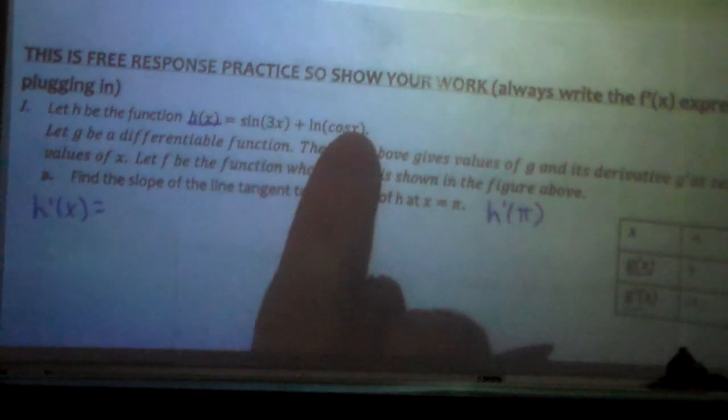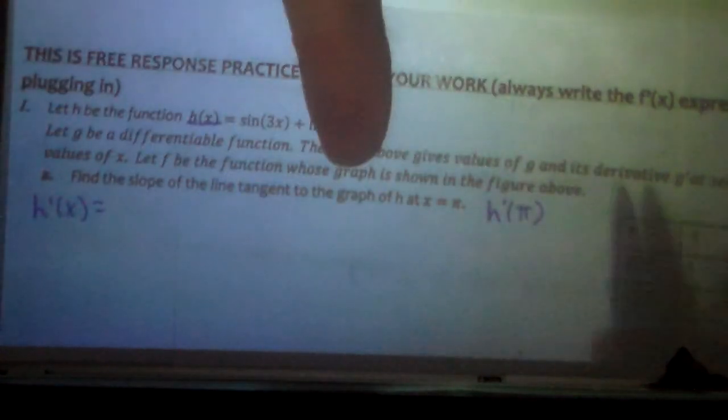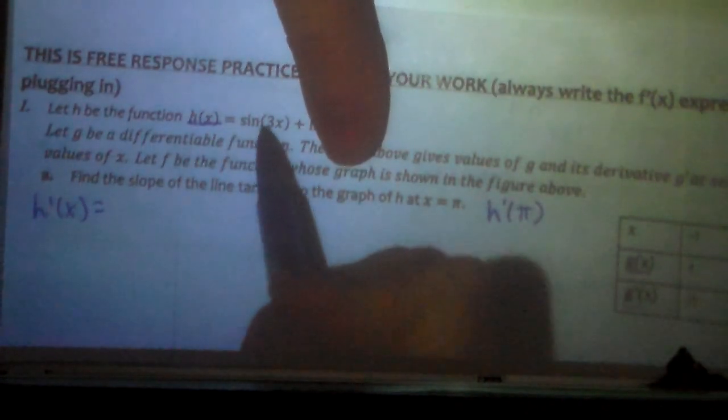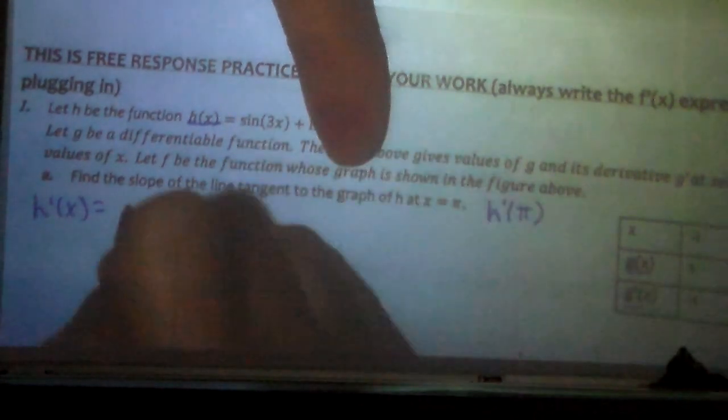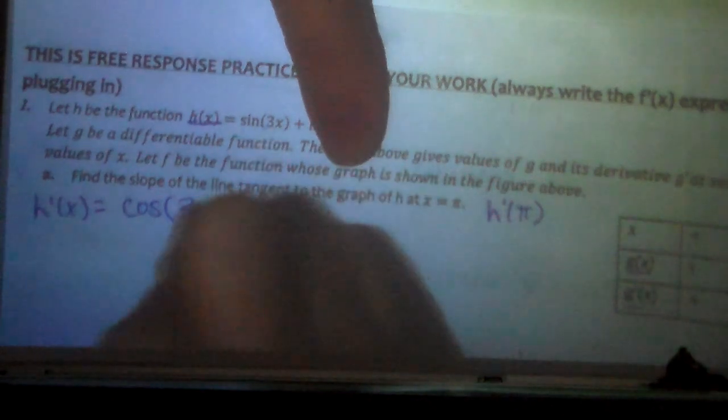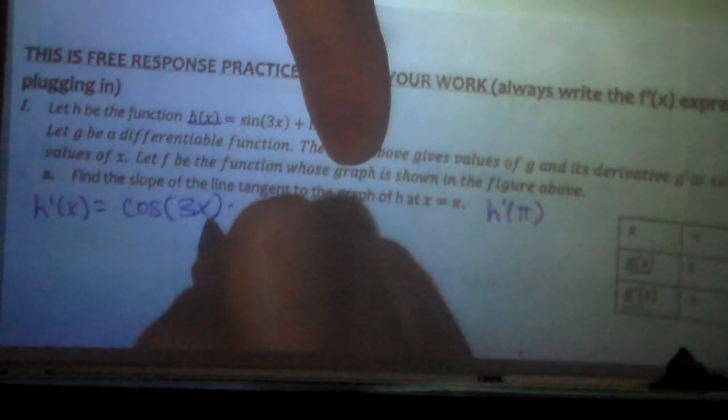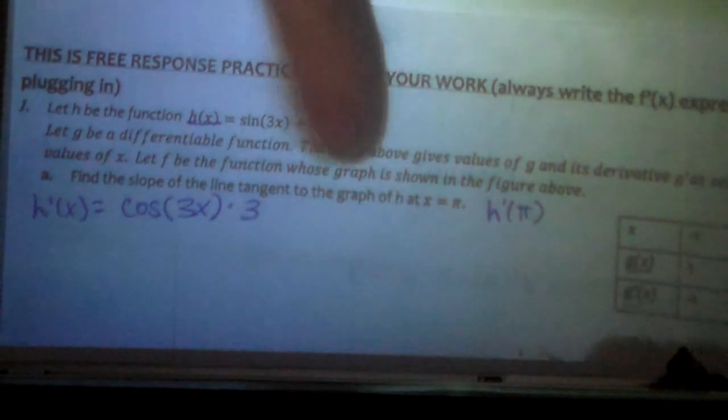These two are being added, so I just take it one at a time. Derivative of sine of 3x. This is a function inside of a function, so I need to use chain rule. So derivative of the outside first. That's cosine. Leave the inside alone. Then I multiply by derivative of the inside. Derivative of 3x would be 3.